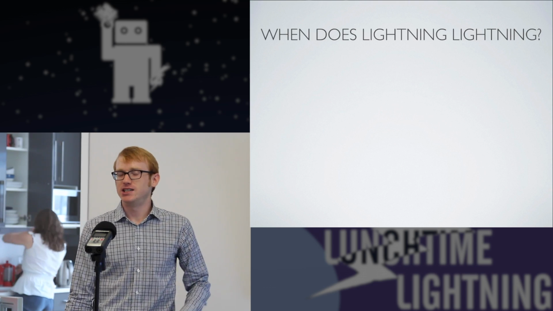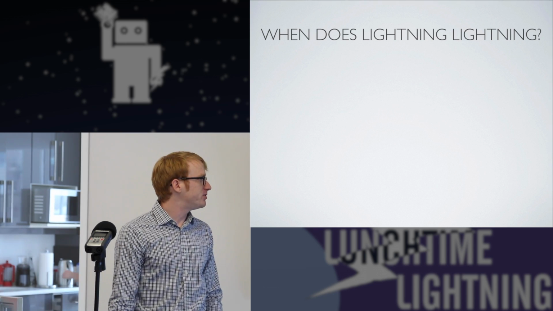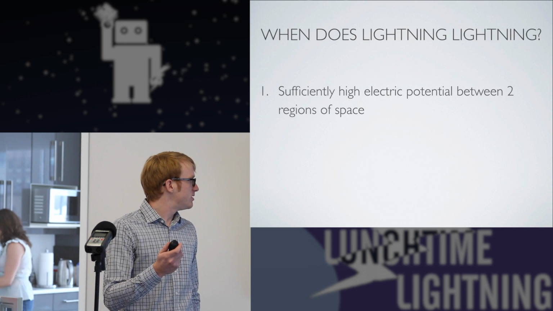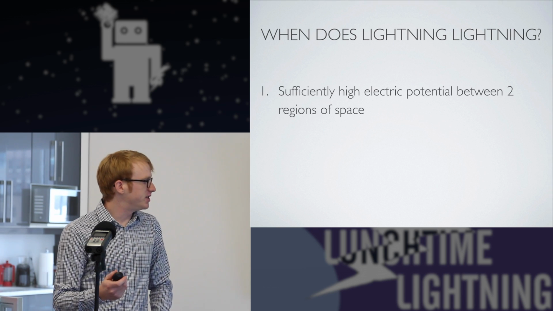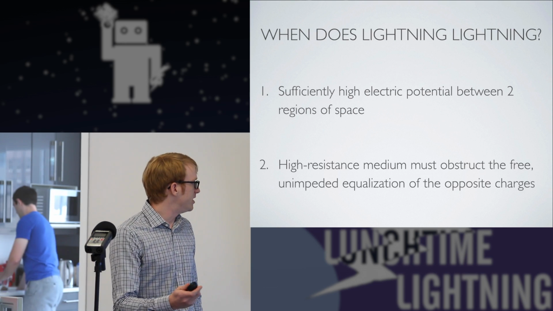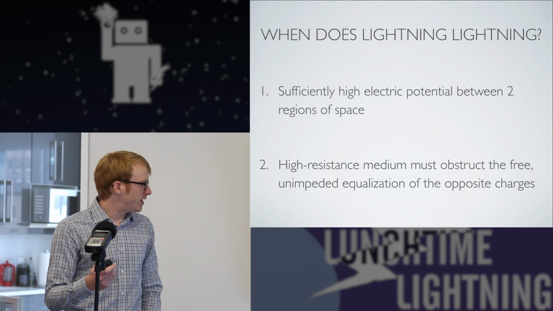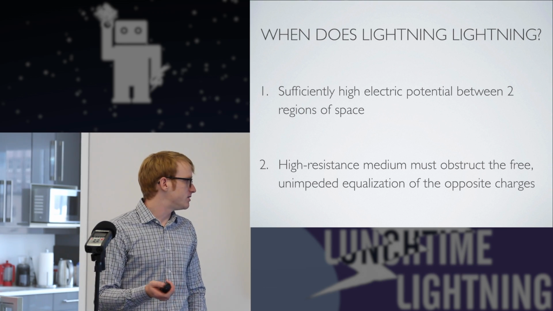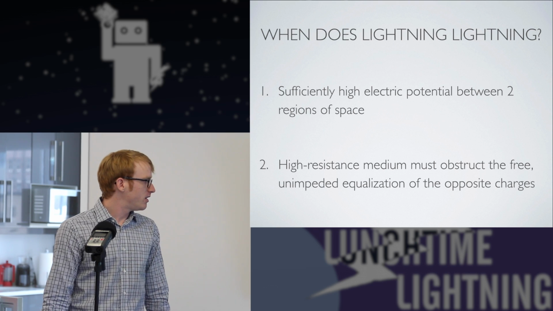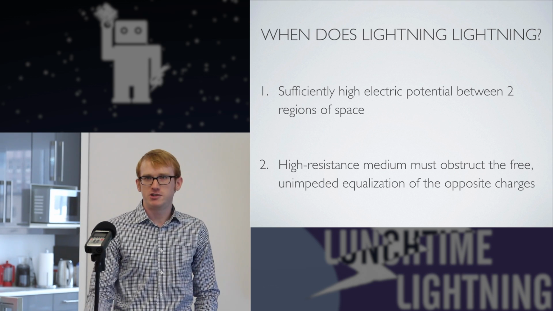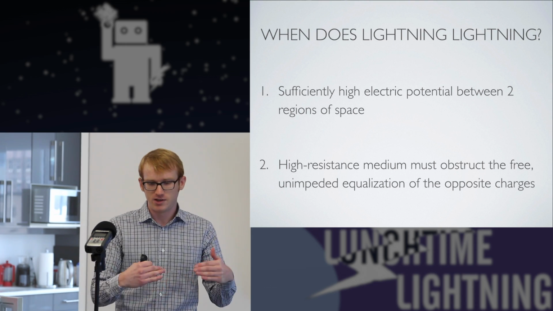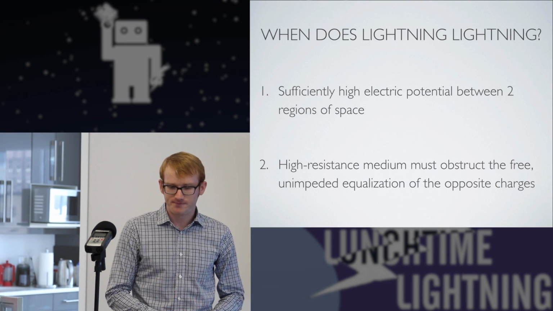So when does lightning happen? We need a couple preconditions before we can actually get lightning. First, we need a sufficiently high electric potential between two regions of space, so a positive and a negative charge. And in between those two things, we need a high resistance medium, so it has to obstruct these two charges from equalizing. A high resistance medium could just be the atmosphere, obviously. So the air is the insulation between these two charges that want to equalize.